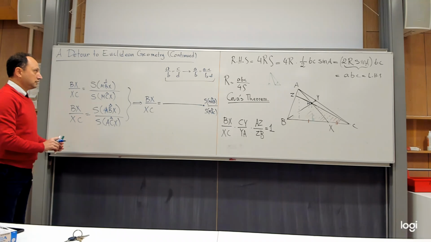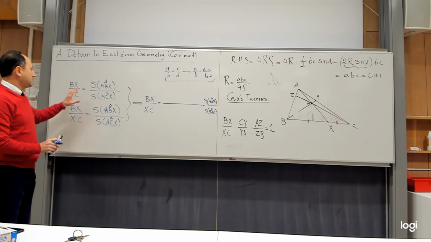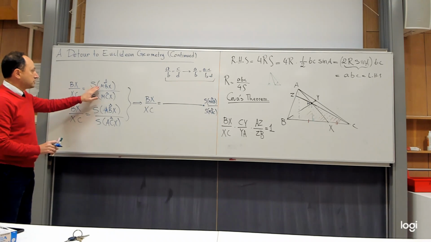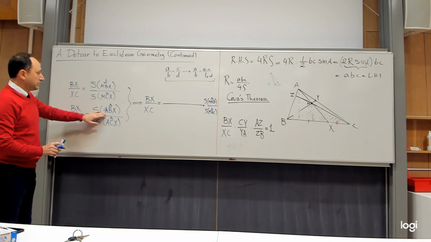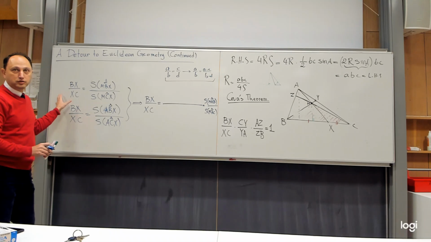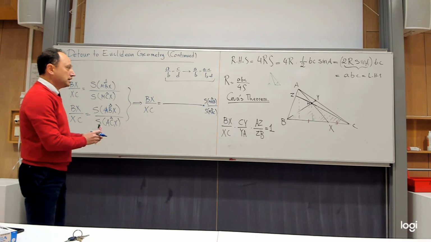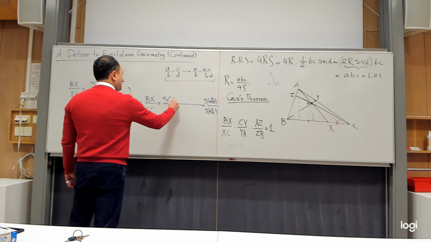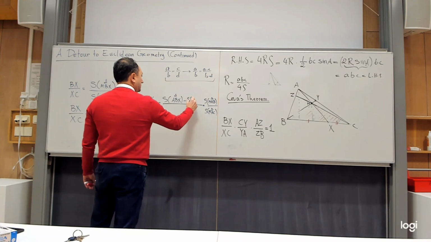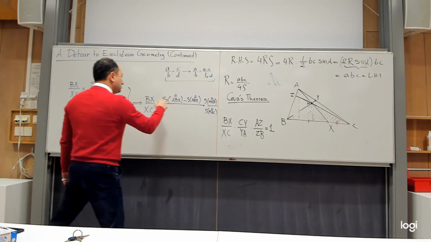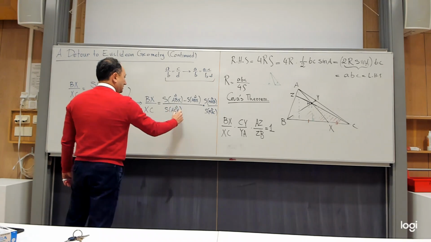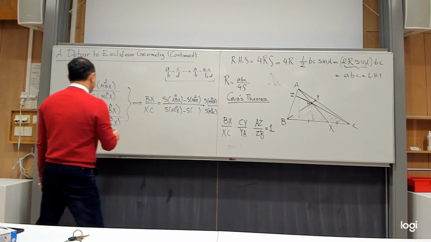Okay, do you see that or not? So it means that if I have one fraction equal to two different fractions, if I subtract the numerators and I subtract the denominators, it remains the same fraction. Yes or no? So I start subtracting them. So it becomes S of ABX minus S MBX. And I will do the same thing for the denominators. So S ACX minus S MCX.